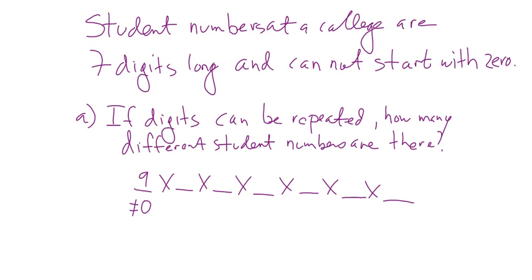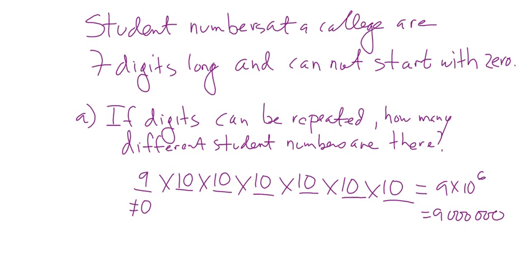How many choices do I have for the second? Third, fourth, fifth, sixth, seventh. Okay, so how many? There'll be 9 million, right? 9 times 10 to the 6th. What if digits cannot be repeated?